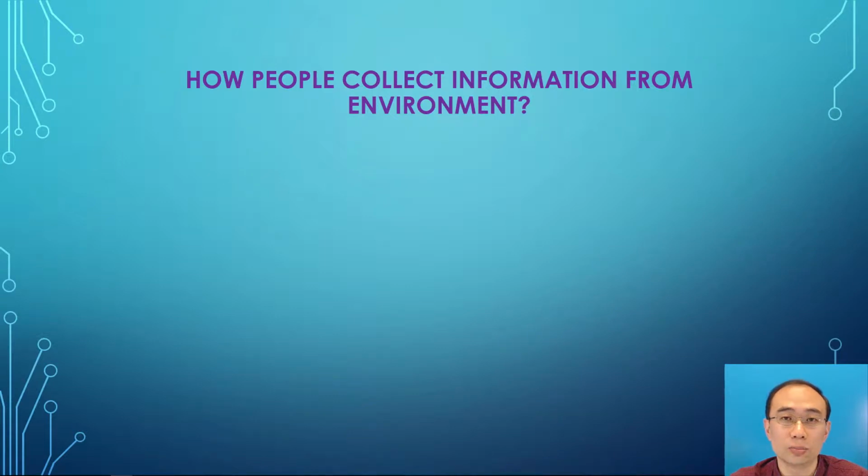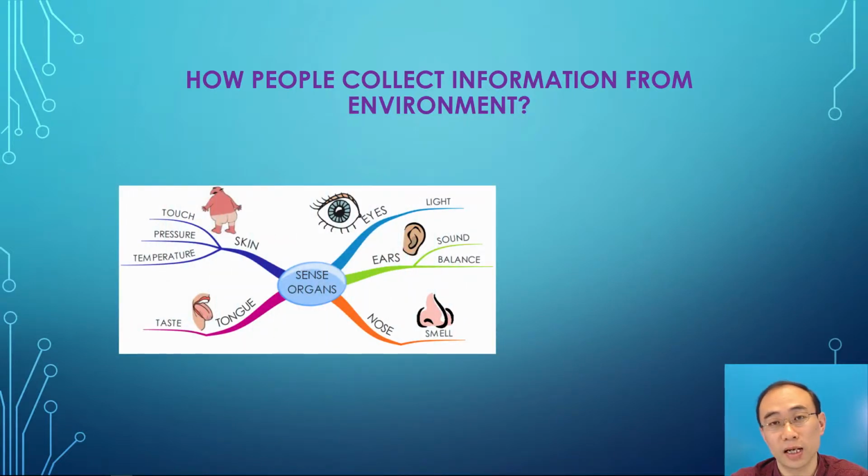In order to know how to provide sensing ability to electronic devices, let's first look at how we have sensing ability on human beings, that is how people collect information from the environment. In fact, we have lots of sense organs. For example, we have skin to detect touch, pressure, temperature. We have tongues to taste different flavors. We have eyes to see, we have ears to hear, and also we have nose to smell.